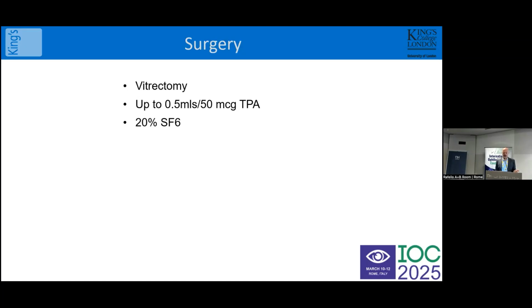Surgery involved vitrectomy up to 0.5 mils, which equated to 50 micrograms. Just if anyone's taking notes and you're going to give this treatment when you get back to work, it's micrograms, not milligrams, so 50 micrograms of TPA and 20% SF6. The intravitreal group also had 50 micrograms of TPA and 100% SF6, 0.3 mils.